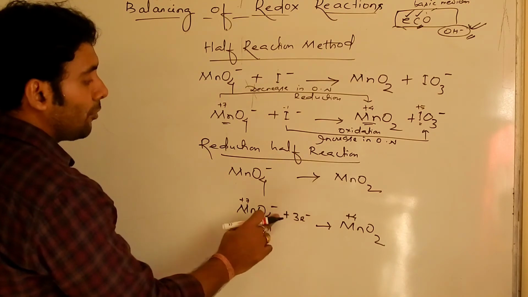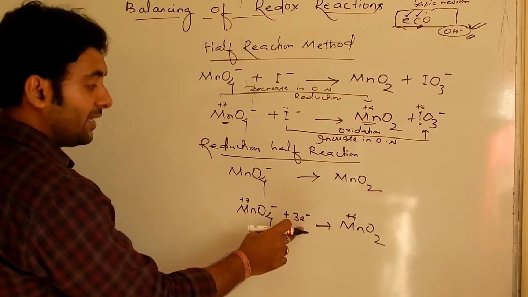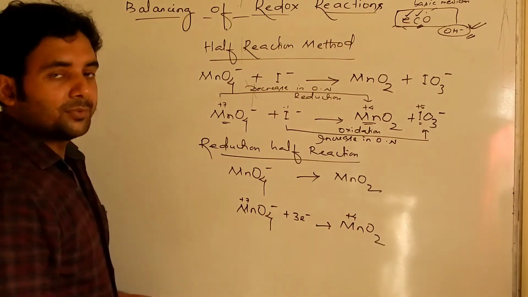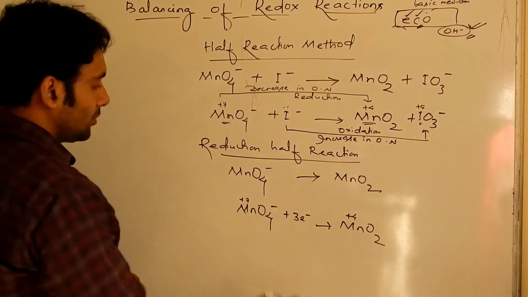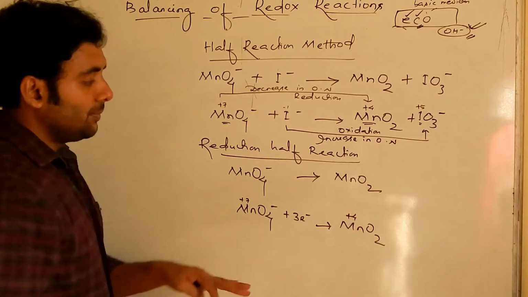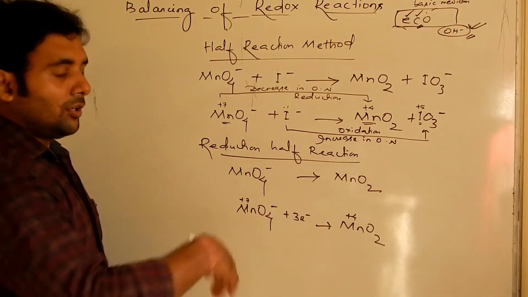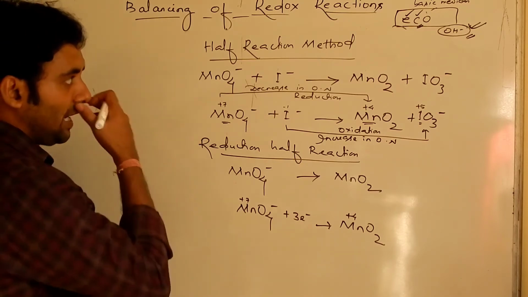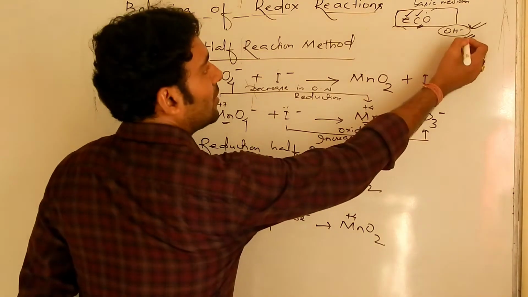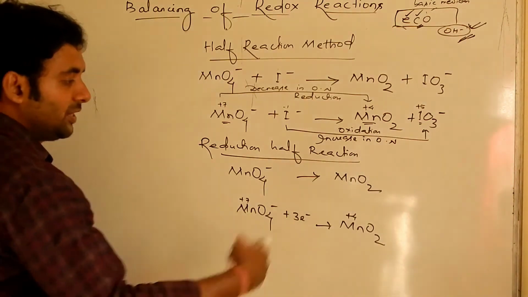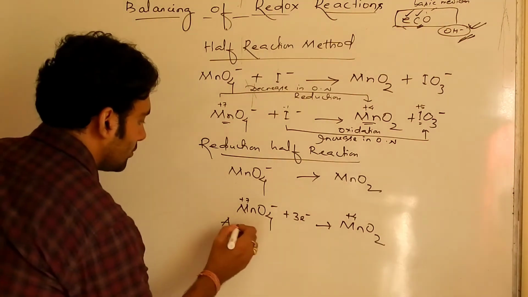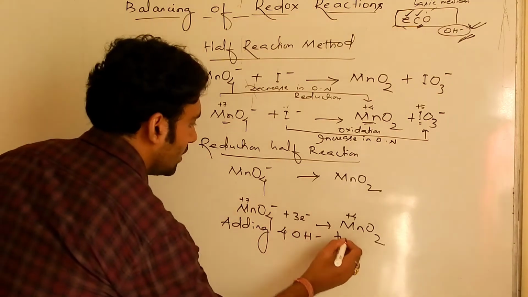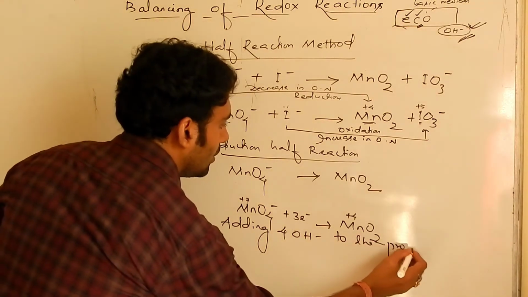So in total there are 4 negative charges on the left hand side, that is on the reactant side. In the product side there is no charge because MnO2 is neutral. So that means the product side has a deficit of 4 negative charges. As it is in basic medium, we have to add 4 OH minus to the product side. So we can write it here, adding 4 OH minus to the product side.